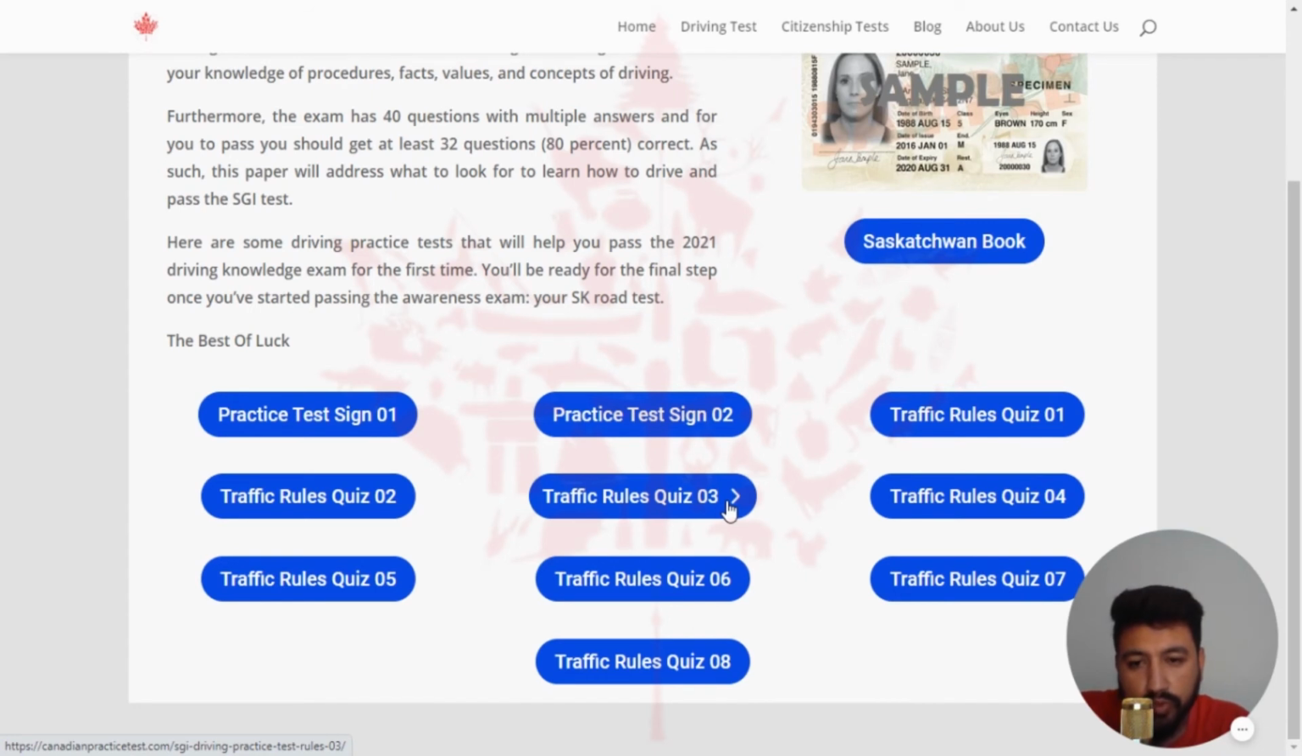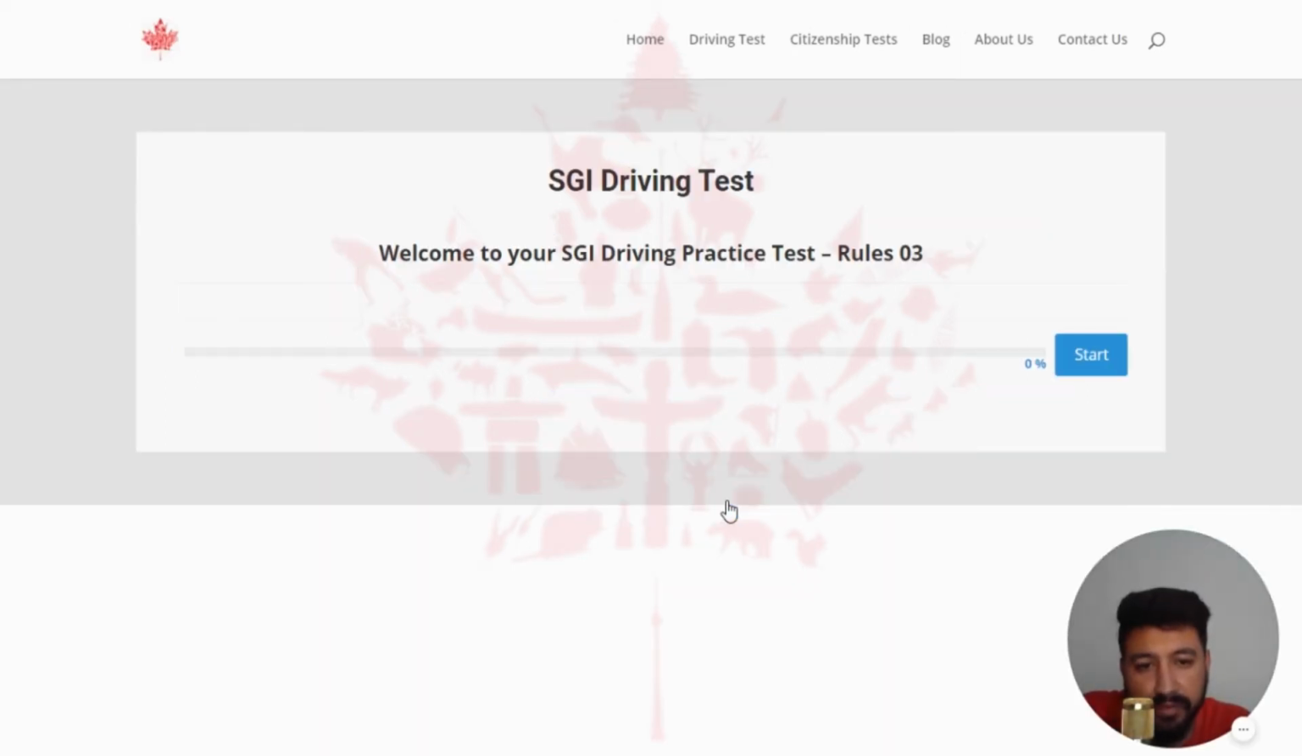Congratulations on completing your first 2 quizzes, and now we are going to move to quiz number 3. Here you can see a button. I will click on traffic rules quiz number 3. Welcome to your SGI driving practice test rule number 3. So let's get started.